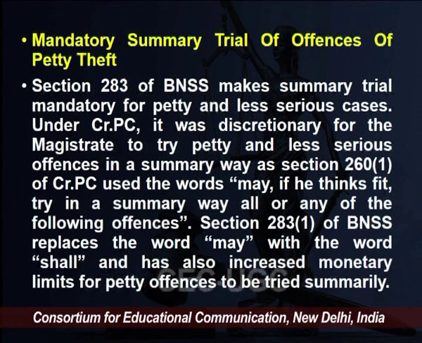Under CrPC, it was discretionary for the magistrate to try petty and less serious offences in a summary way, as section 260 subsection 1 of the CrPC used the words "may, if he thinks fit, try in a summary way all or any of the following offences." Now, section 283 subsection 1 of BNSS replaces the word "may" with the word "shall", and we have also increased monetary limits for petty offences to be tried summarily.